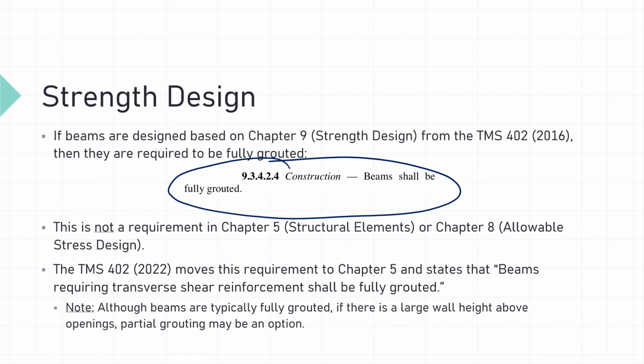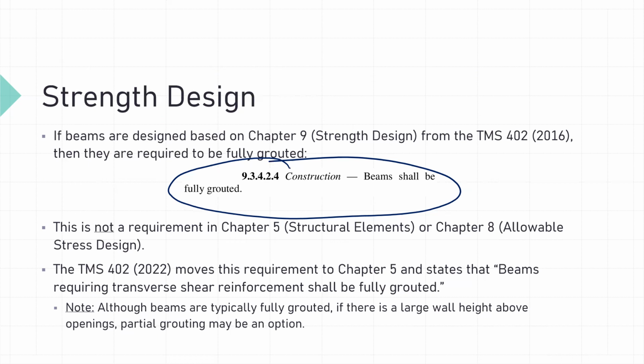So if you design a beam with allowable stress design under our current code provisions, you would be permitted to design a partially grouted beam. And looking ahead to where things are going, our 2022 standard is not yet published at the time of this recording, but we do move that requirement out of Chapter 9 into Chapter 5. So it applies to both ASD and strength design.